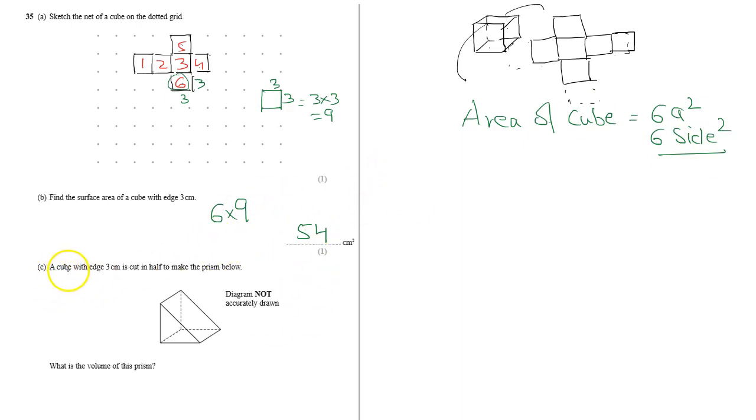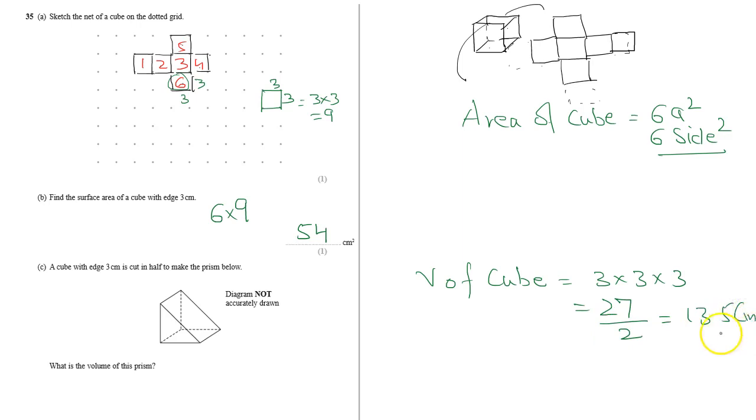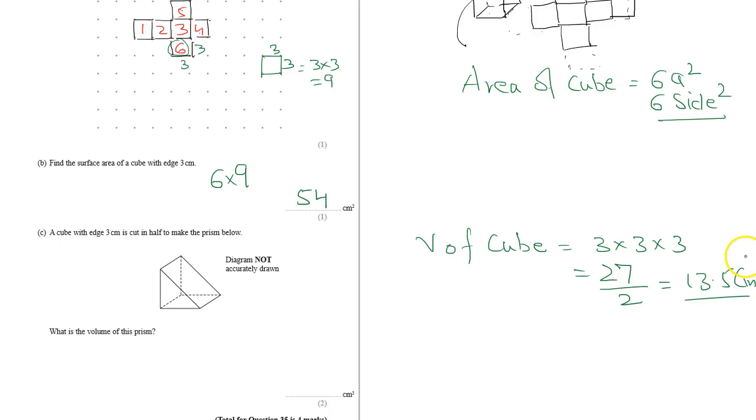Part C. The cube with edge 3 centimeter is cut into half. Find the volume. We know the volume of a cube is you multiply all sides, 3 multiplied by 3 multiplied by 3, or 5, 5, 5, whatever side is there. That is 27, but it is half, so it will be divided by 2, so that is 13.5 centimeter cube, or you can write 27 over 2 also.